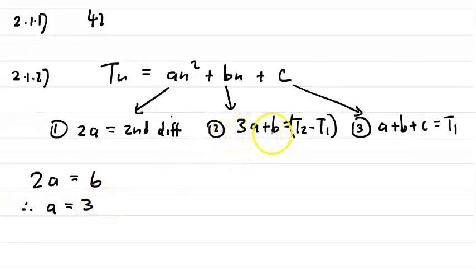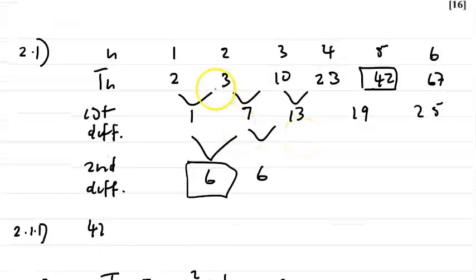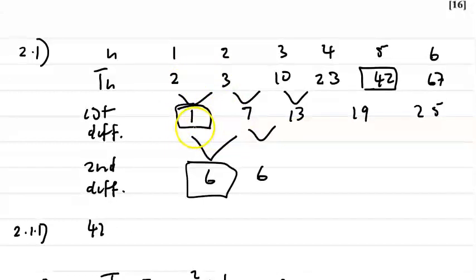Then step number 2, 3a plus b equals t2 minus t1. So that will be 3 times 3. We're taking a from our first step and substituting it here now, right? So it will be 3a plus b equals t2 minus t1, and t2 minus t1 is your term 2 minus your term 1. 3 minus 2 is equal to 1. We can also call it the first term of the first difference.